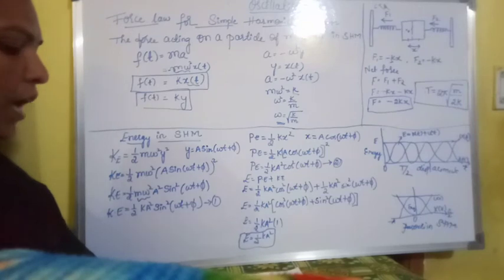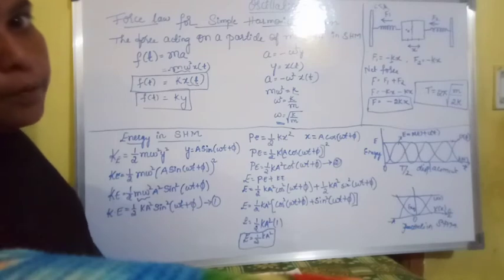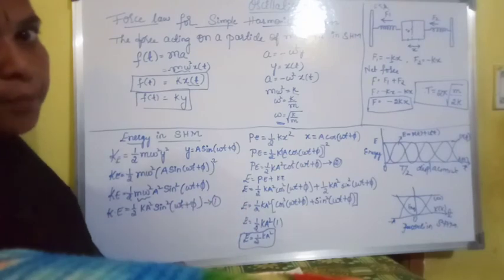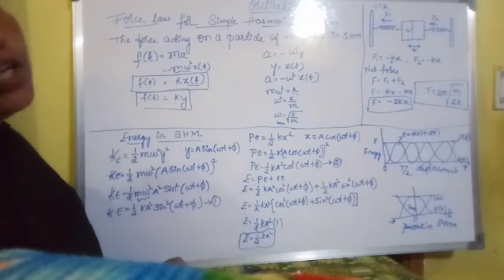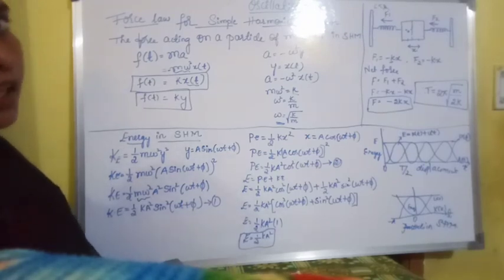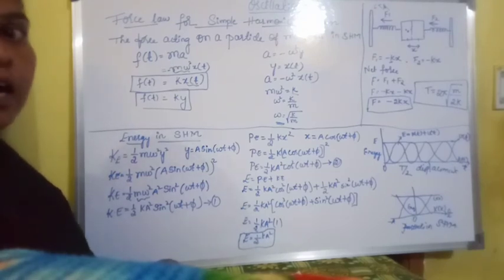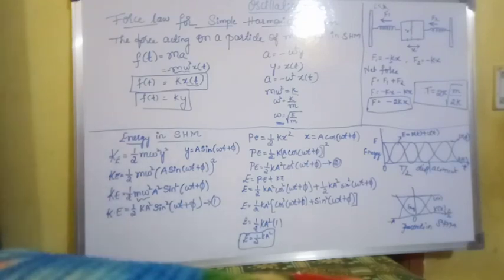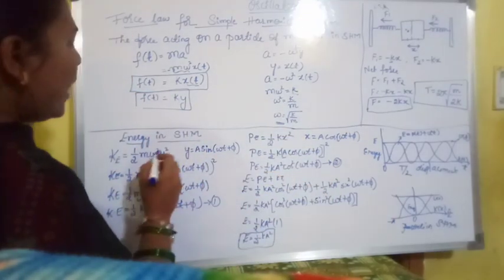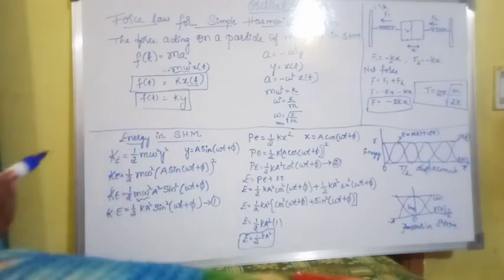Next we discuss the total energy in simple harmonic motion. For total energy, the movement we take as kinetic energy and the rest of the object we take as potential energy. Combining these two energies, we get the total energy. For kinetic energy, we have the formula half m v square. Instead of v, we take omega square y square.